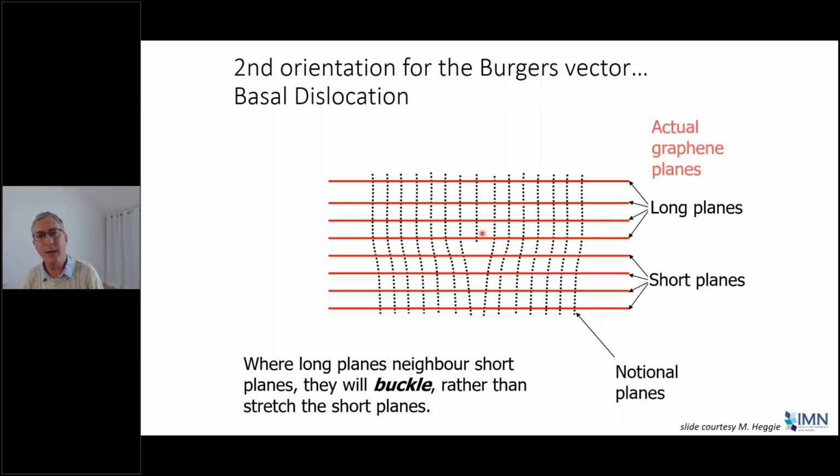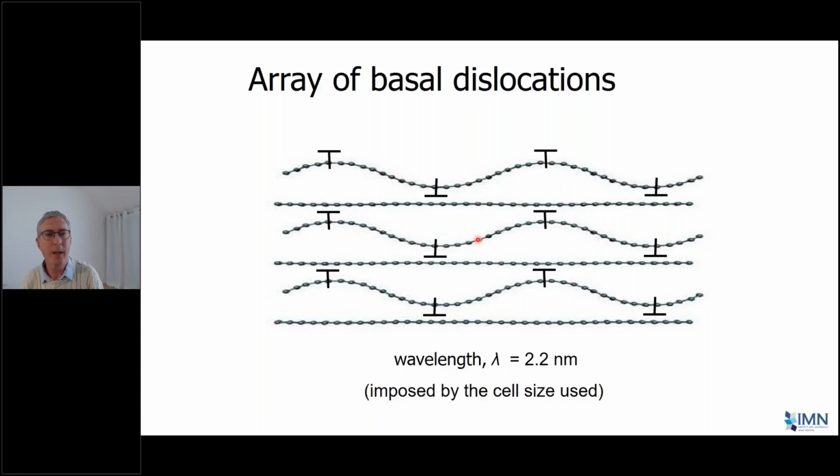So that's what a basal dislocation looks like. And rather than stretching layers, it actually involves buckling up and folding other layers. And this is a calculation where we've done that. So this is actually an array of dislocations. Each little T shape here is a symbol for a dislocation.